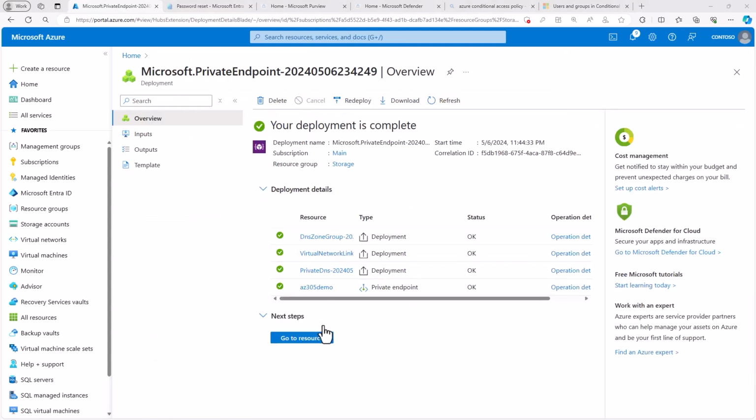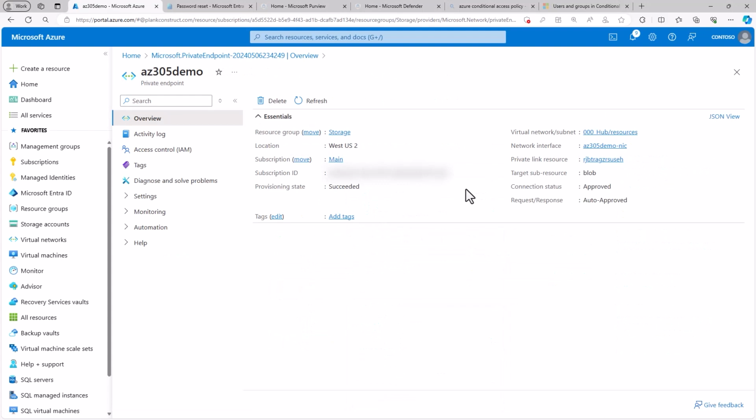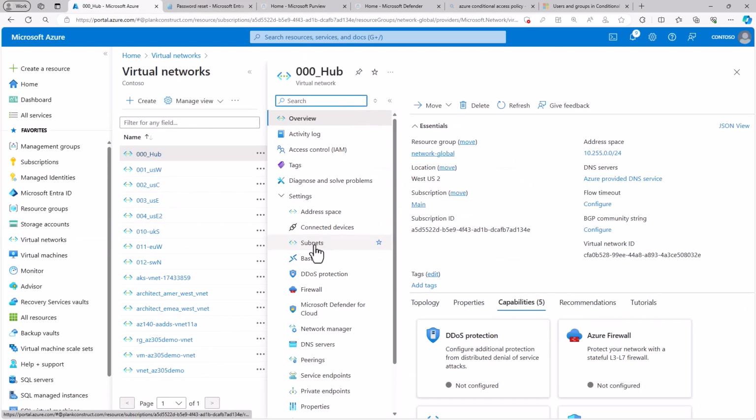So that took a few minutes to deploy, but you can see it deployed a number of things to support that private endpoint in US West 2. So I'm going to go to the resource, and you'll see that it has an IP address that is based around the VNet in West US 2. Now, if I go to that subnet that we deployed it in, if you remember it was the resource subnet in the 000 VNet, go back to my virtual network and take a look at my subnet.